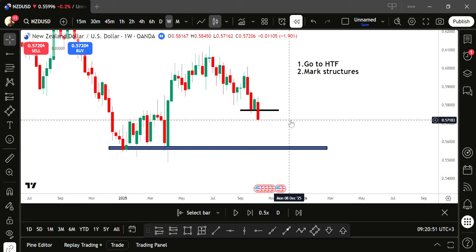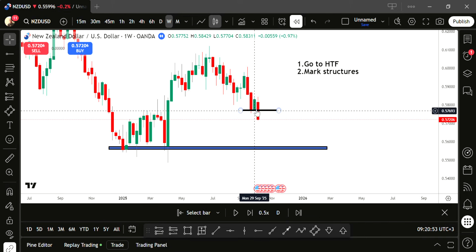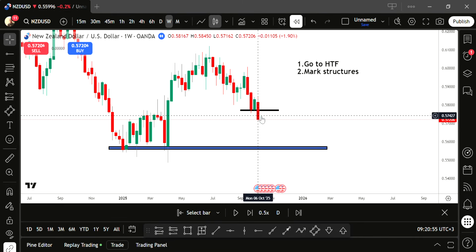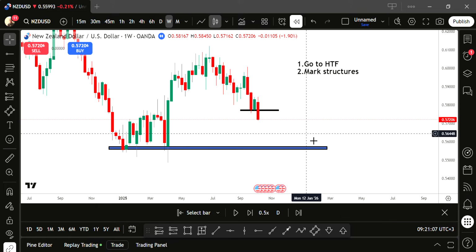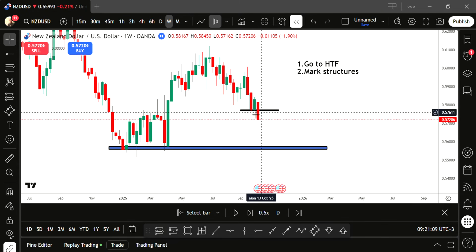This is our support that we have drawn. It has just been broken by this weekly candle. So now that is so significant. It's simply telling us that we are likely to continue the downtrend because the support has just been broken. Now that is number two. Do we see any other structures we can mark? No, we only have this zone and this zone.